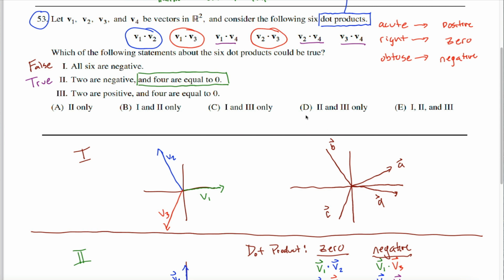Unfortunately, 2 only and 2 and 3 only are both options, so we have to look at statement 3 here. Statement 3 is a lot like statement 2. We still want 4 dot products to be equal to 0, but now, instead of the other 2 dot products being negative, we want the other 2 dot products to be positive.